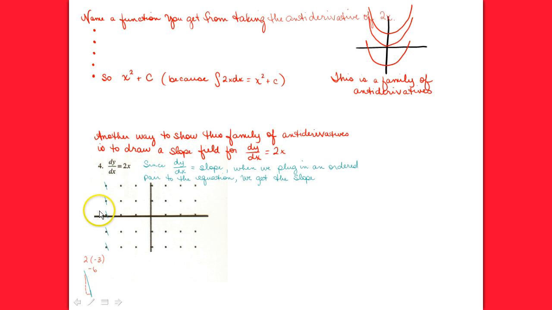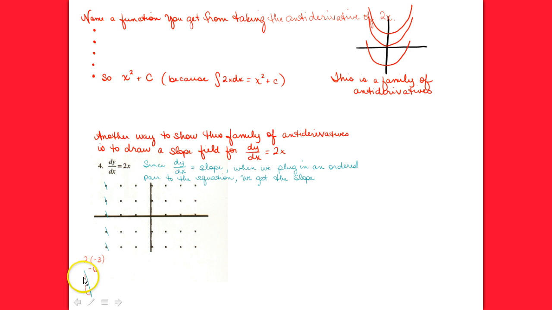So let's start over here at x equals -3. You'll notice that in this function I don't have a y value, so it doesn't matter if I plug in (-3, 2) or (-3, 1) or (-3, 0). I'm going to get the same answer every single time. When I plug -3 in for x, I'm going to get -6. Now, how do I know how to graph -6? Well, I'm going to approximate a slope.